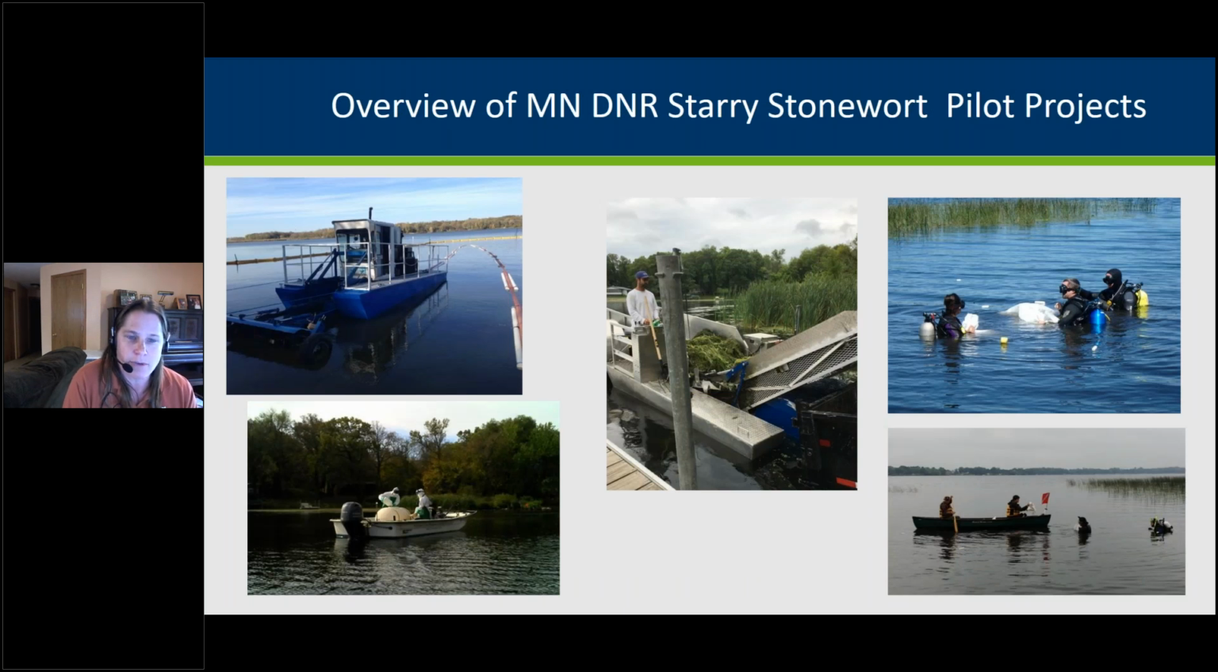Today, we're going to touch on some of our starry stonewort pilot projects. Since 2015, the Minnesota DNR attempted to control some of these new infestations by taking some novel approaches to removing the biomass and limiting the spread. In the upper left-hand corner, that's a picture of a suction dredge. This unit was used to remove both the sediment and the biomass present at the access. We did put up a barrier for this project. So that's one strategy that we tried.